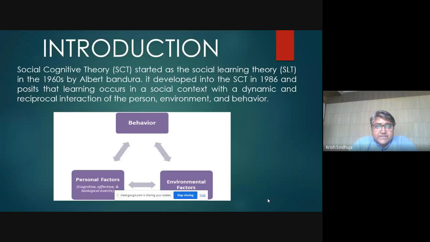Right. So, social cognitive theory is also referred to as social learning theory. Albert Bandura developed social cognitive theory, according to which learning happens in a social context, so you can't deny the interaction of the person, environment, and the behavior. It is very reciprocal. When we talk about individual behavior or personality, it is governed by two components. One is the personal factors, like cognitive, affective, and biological, which is the internal world of an individual, and the external world is what we look at as the environmental factors.